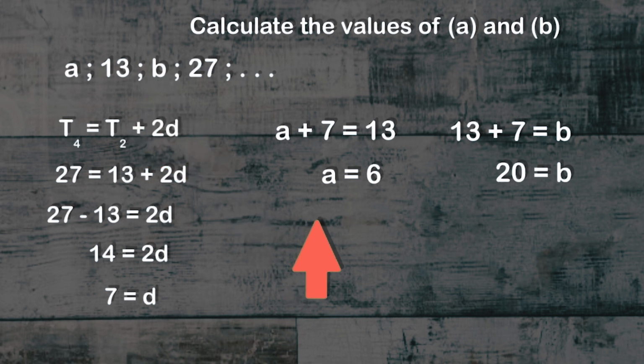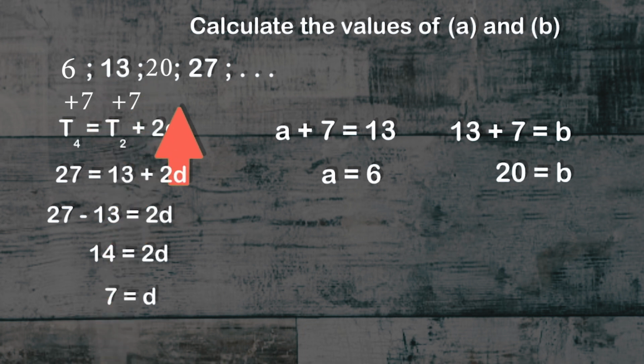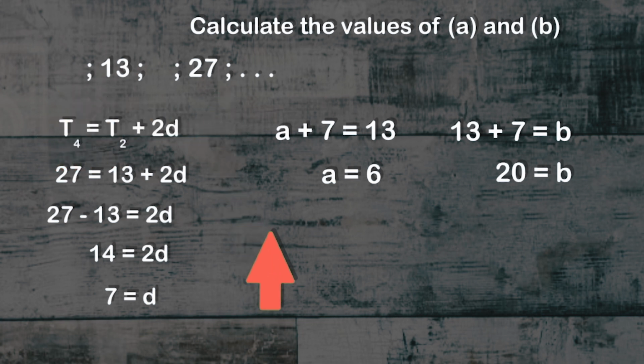So let's look at this again. 6 plus 7 gives us 13. 13 plus 7 gives us 20, and 20 plus 7 is 27. And there we go. We just calculated this arithmetic series. So you learned something very important today, that if you are given an arithmetic series with any two terms, it is easy to calculate the first constant difference, and then we can get any other term in the sequence.